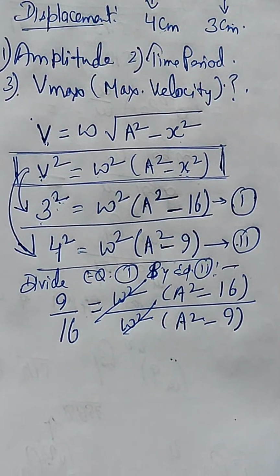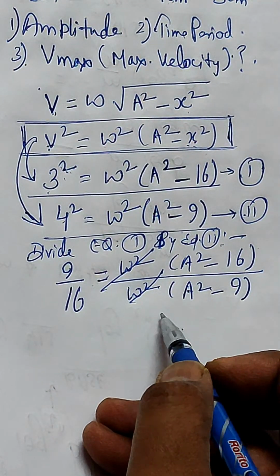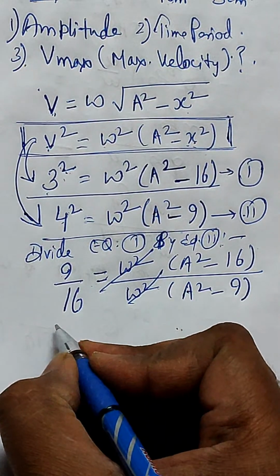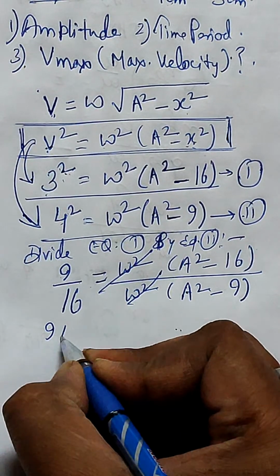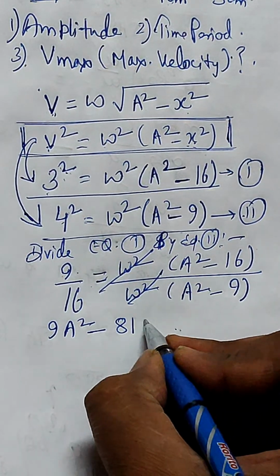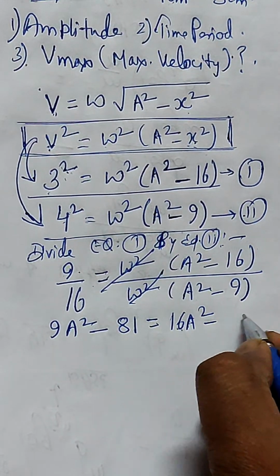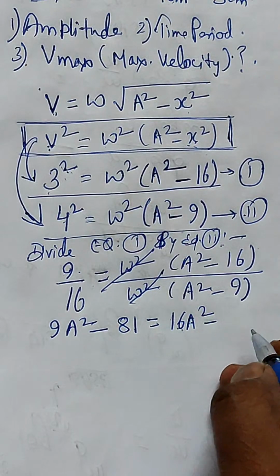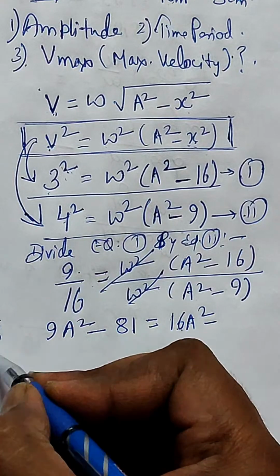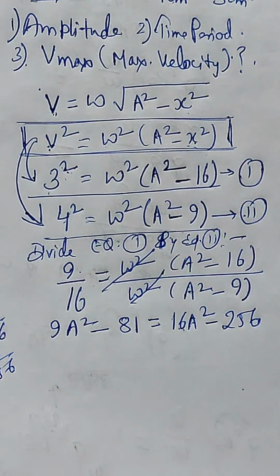That is the first part, that means our amplitude will be calculated. So just solve this simple equation in one variable. 9 times a square minus 9, that means 9 times a square minus 81, cross multiplying, is equal to 16 times a square minus 16 into 16. So what is the value of 16 into 16? 16 times 16 is 256, so write the value of 256 over here.